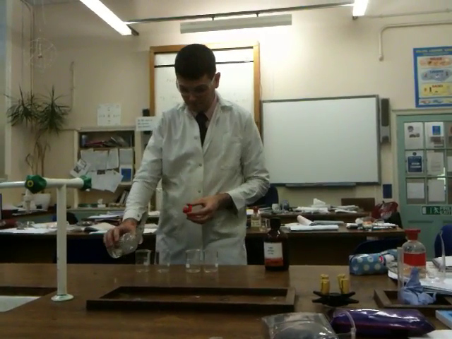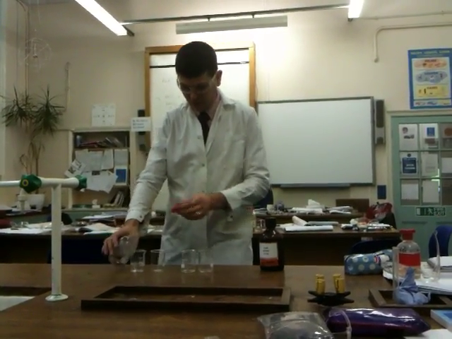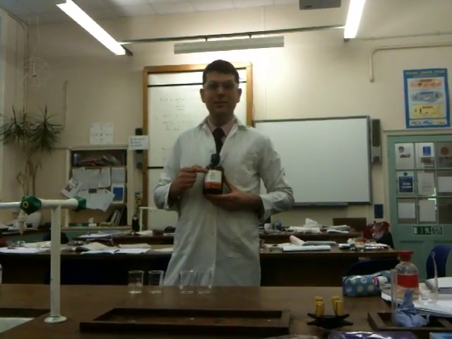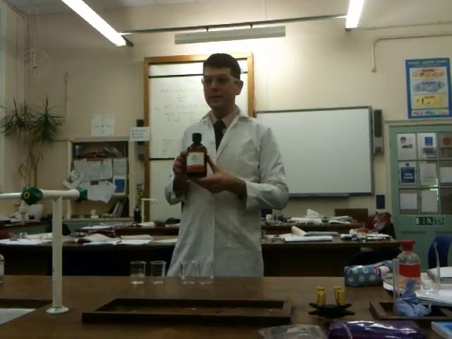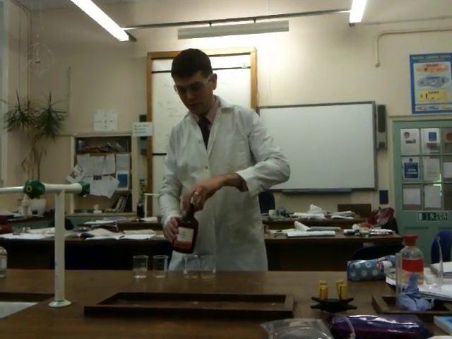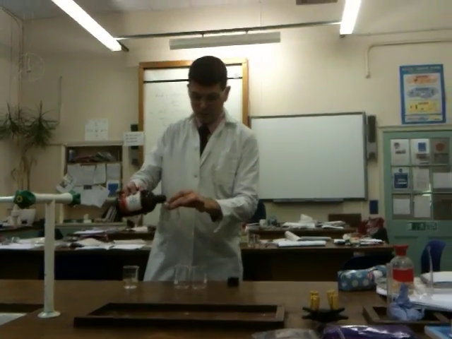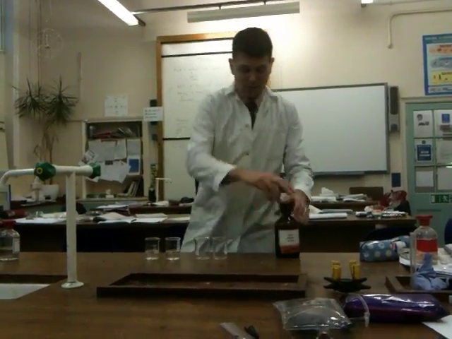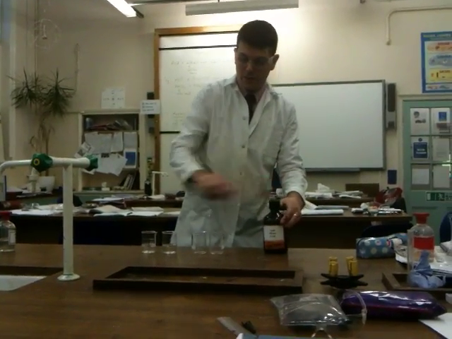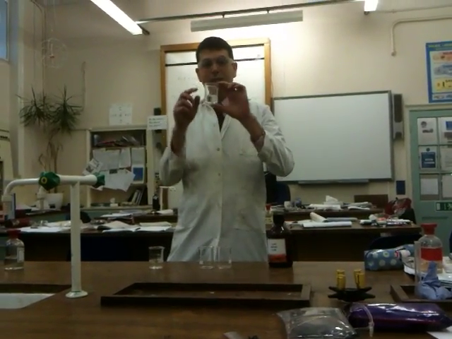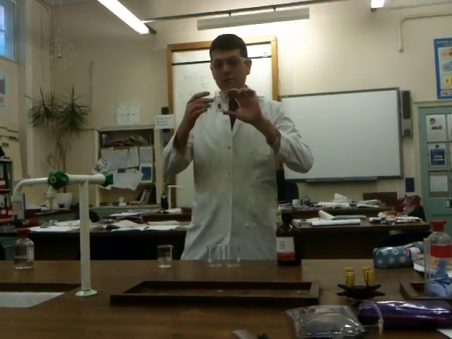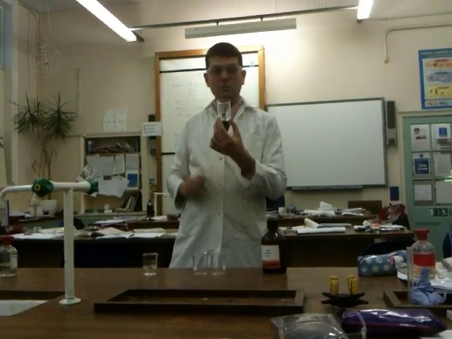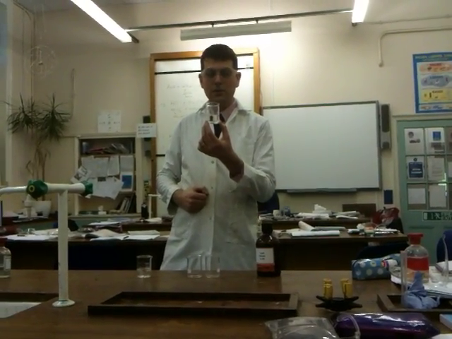Let's pour some in here. This is some lead nitrate solution. In the same way, if I pour some out, we see a clear and colourless solution. Because we can see all the way through it, the ions have separated and are moving about around in the water.